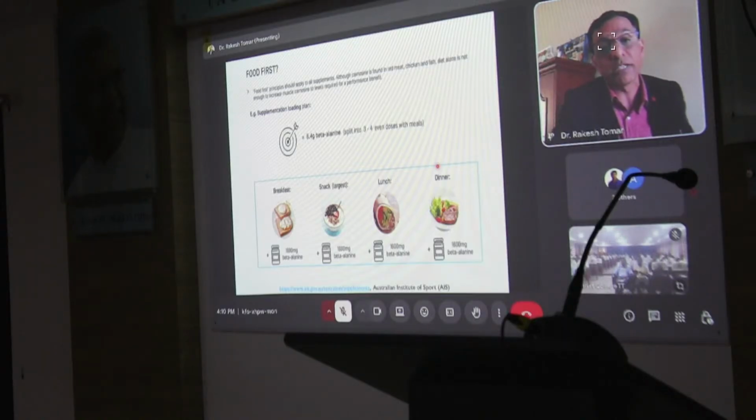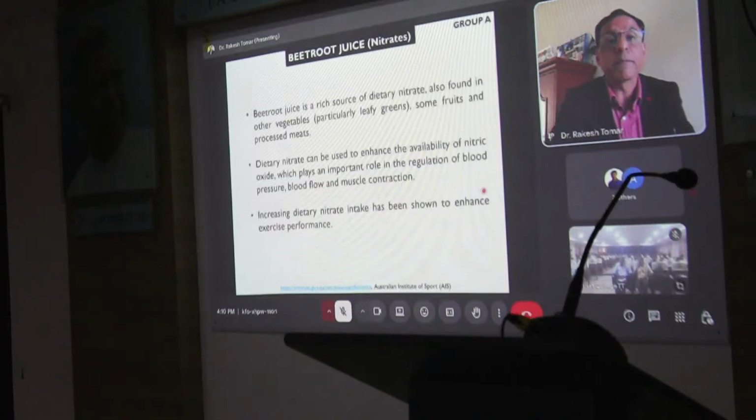Again, the food first policy can be applied in this case. Sodium bicarbonate you don't get from food, but here food first principles apply to all supplements. Although we know that carnosine is found in red meat, chicken and fish, not everybody is a vegetarian and we may have allergies to certain things. So diet alone is not enough to increase muscle carnosine levels to what is required for performance benefit. This is the loading plan which I already told you: 3 to 4 even doses with the meals. You can take it with breakfast, with a snack, with lunch, or with dinner.